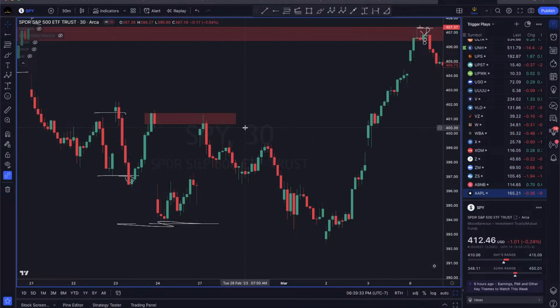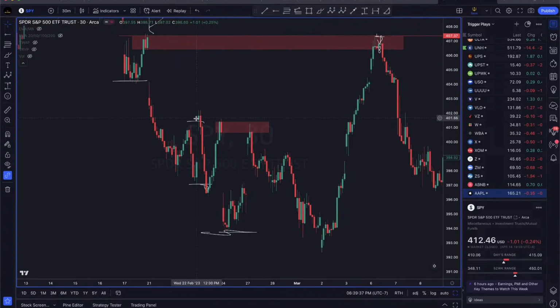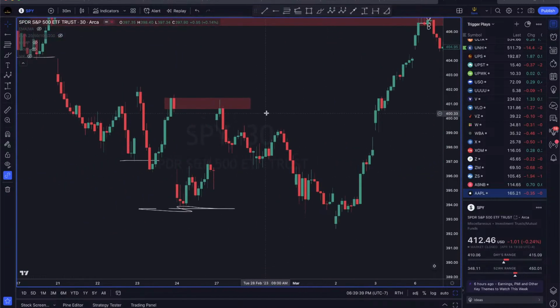Structure changed. I'm getting my entry, and then my targets would be on this one. My first target would be obviously this low of the day. Low of the day would be my first target, and after that my second target would be the gap fill or this prior day highs. Right, the prior day highs, very clear levels again.